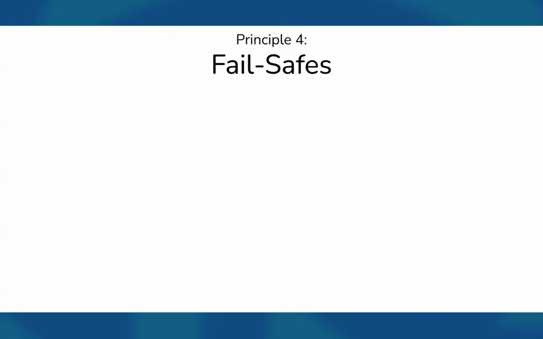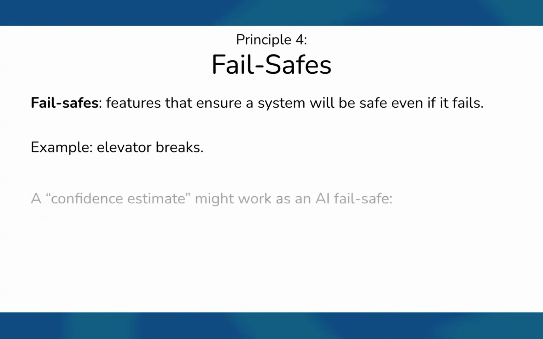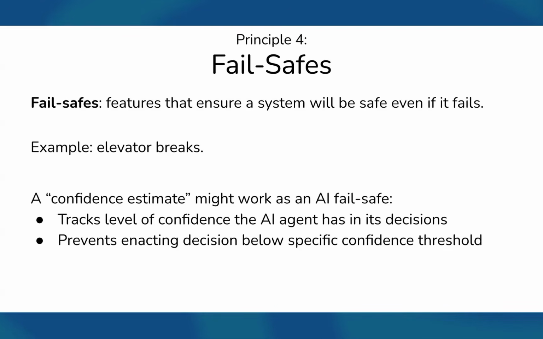Another safe design principle is to have fail-safes. Fail-safes are features that ensure a system will be safe even if it fails. So if an elevator breaks, for instance, there are many fail-safes. In the context of AI, they could have a confidence estimate that allows them to trigger when they're very uncertain and more likely to make a mistake. This confidence estimate could track the confidence the agent has in its decisions, and if that confidence falls below a specific threshold, then it could stop what it's doing and wait for a human to intervene.